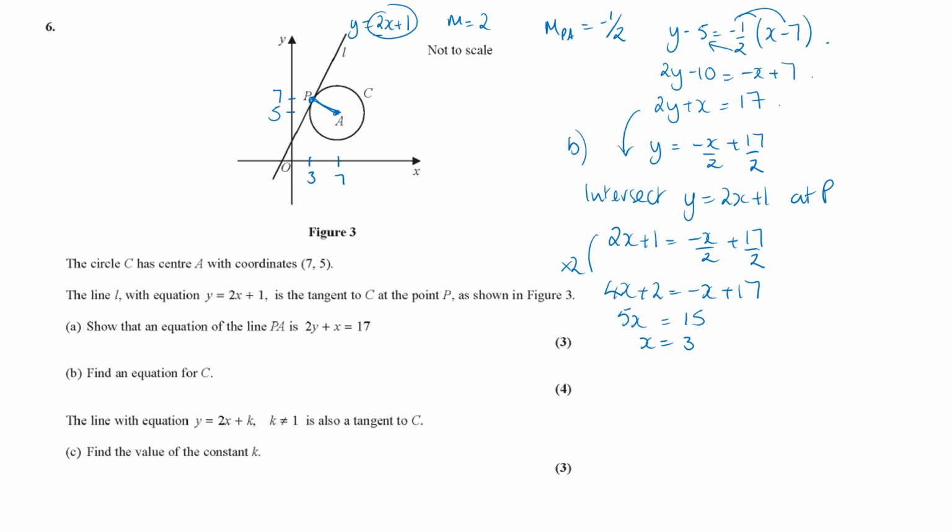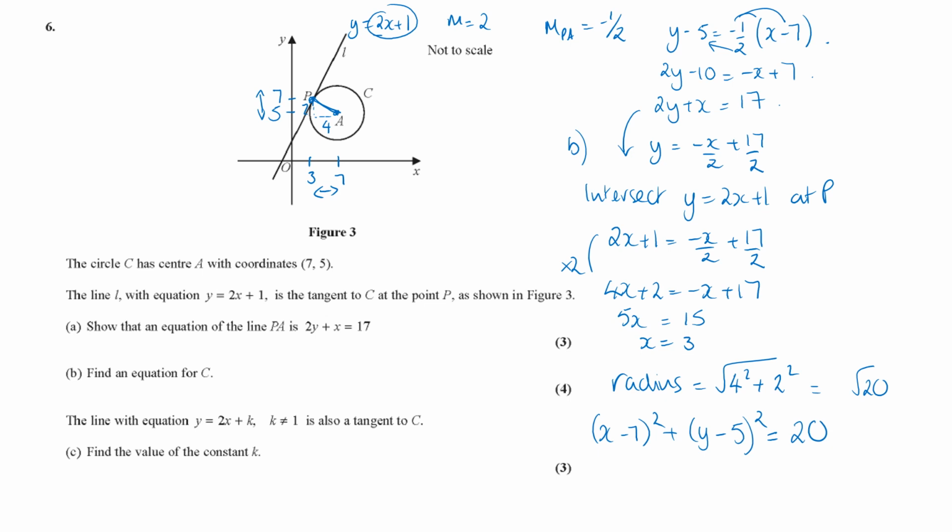Now to find the length of the radius, I can see that on the x-axis, this is 4 along, and on the y-axis, this is 2. So the radius is equal to the square root of 4 squared plus 2 squared, which is equal to root 20. And then all I'm going to do is use my equation of a circle, which is x minus 7 all squared plus y minus 5 all squared is equal to r squared, so that's equal to 20. So we found the equation for C.